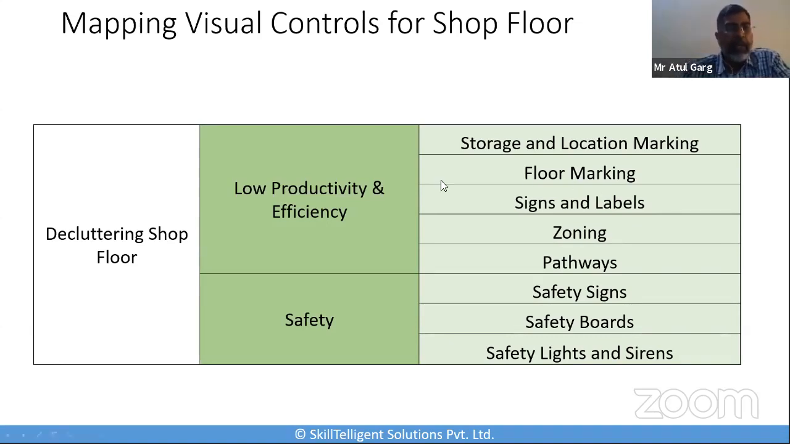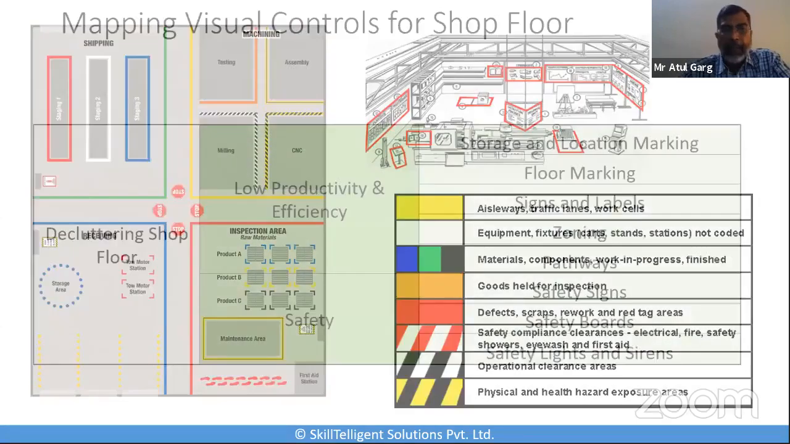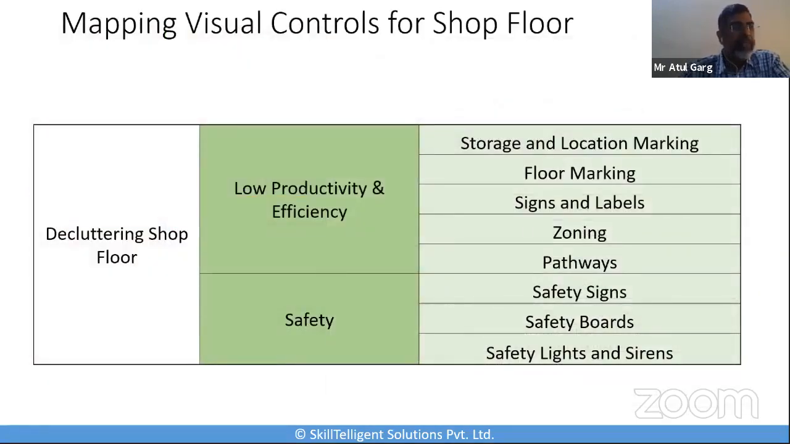He identifies two types of losses over here: low productivity and efficiency, and second, safety. The visual controls he identifies for the first are storage and location markings to ensure each material is in its designated place only, floor marking for identifying various work areas, signs and labels to identify what is where, and pathways to define the working area. He also divides the entire shop floor into several zones, each for a specific purpose, so he can better manage those zones. For safety, he decides to put up safety signs, safety boards, safety lights, and sirens, etc. So these are the visual controls he identifies for his shop floor decluttering.